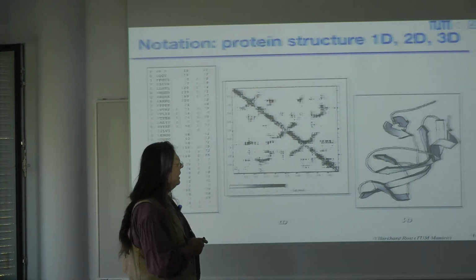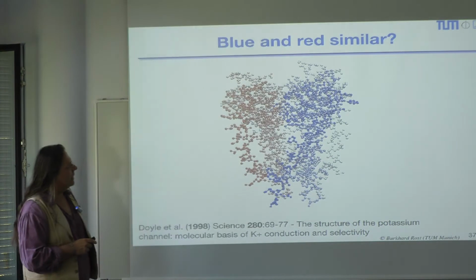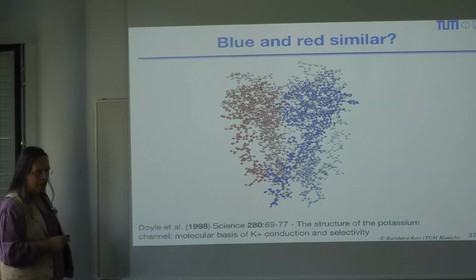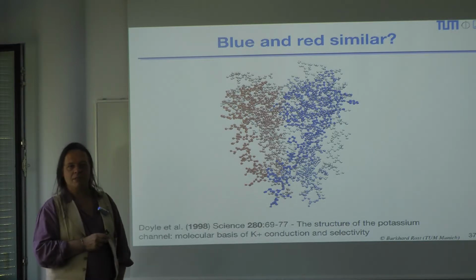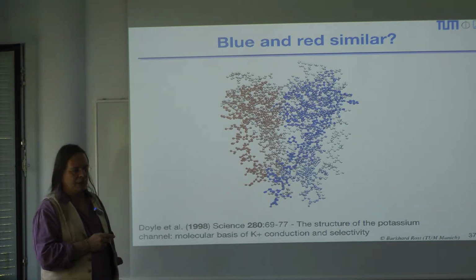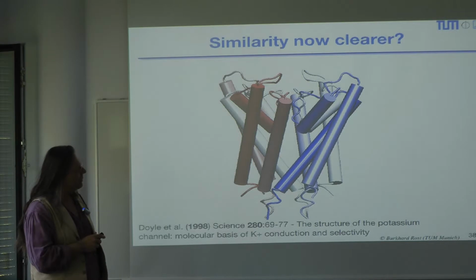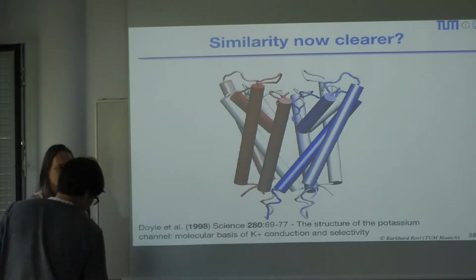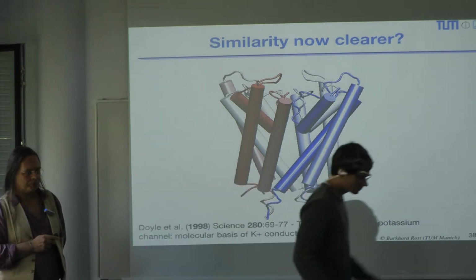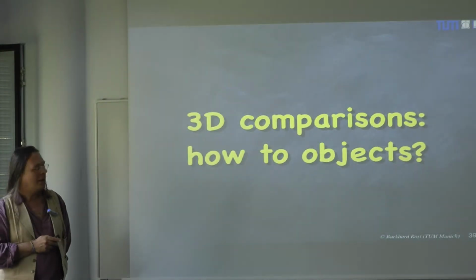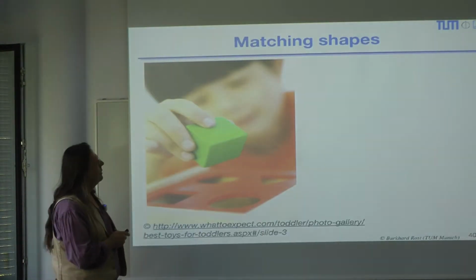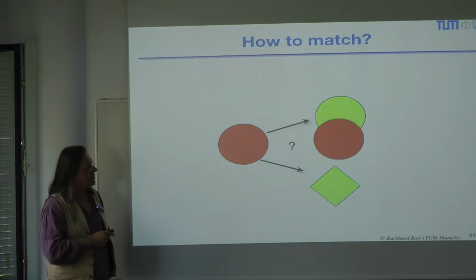Okay, 3D classifications. And that brings us to the issue of comparing structures. Are these two pieces similar? I've shown you before. Now, when I show you the secondary structure, the rods, you begin to see that in fact they are similar. How do we compare objects? Now, let's just look at the level of shapes.